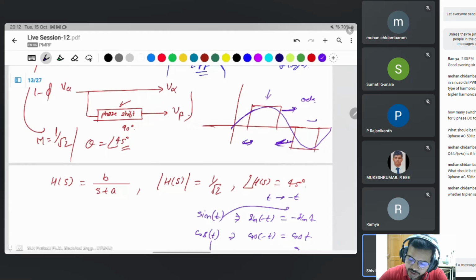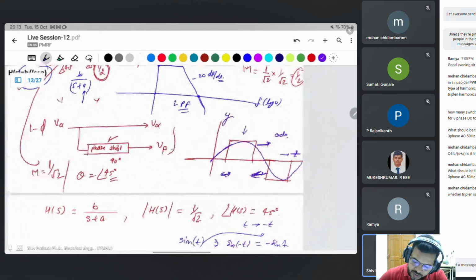This is the t axis and this is the magnitude axis, time and magnitude. I can say this is y. If you replace t with minus t, it goes to negative, so it is not the same.